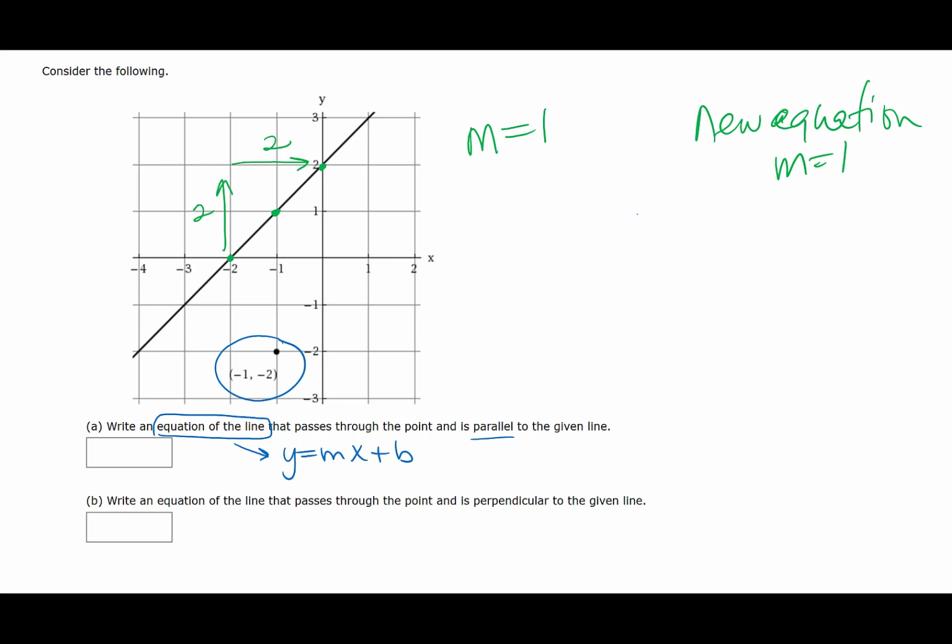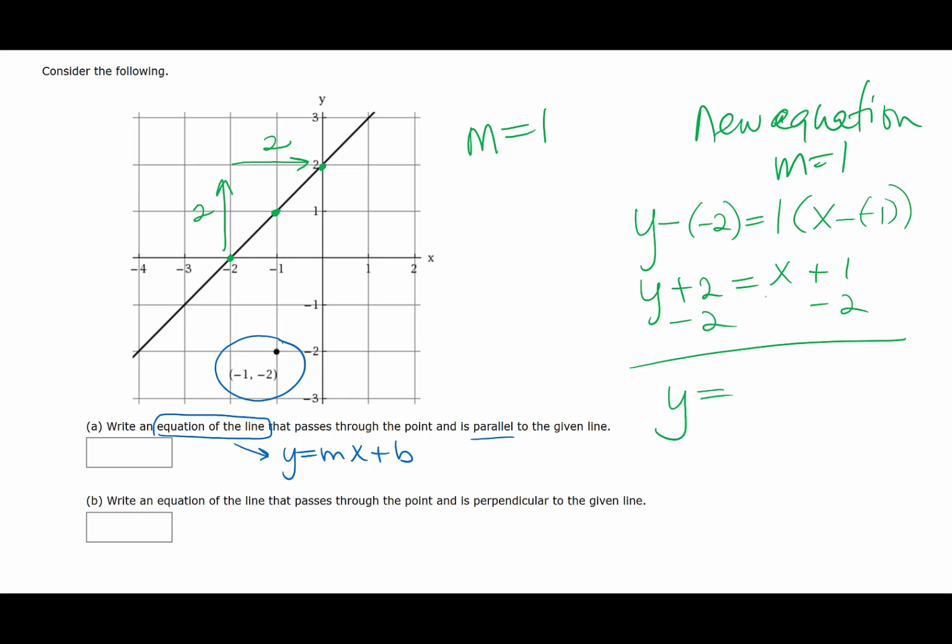The point-slope form would be y minus negative 2 equals 1 times x minus negative 1. That simplifies to y plus 2 equals, when we distribute the 1, it's not going to change anything. This is x plus 1. Subtract 2 from both sides. Once you subtract 2 from both sides, this will be x minus 1. And so that's your parallel line.